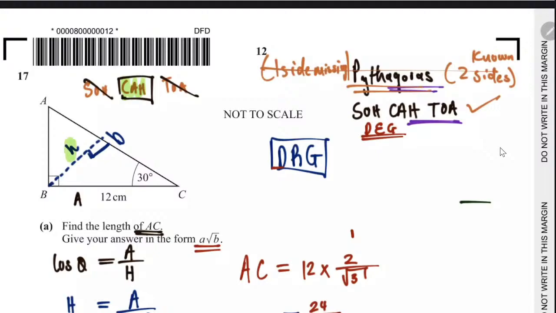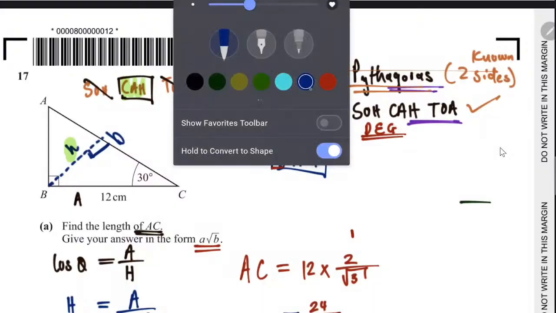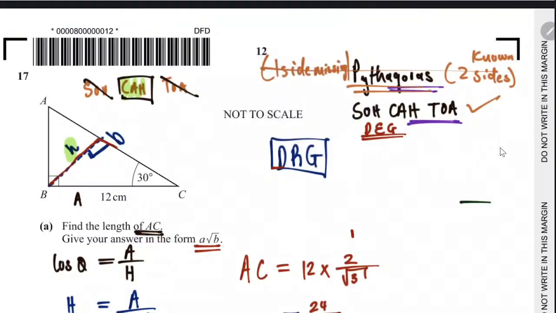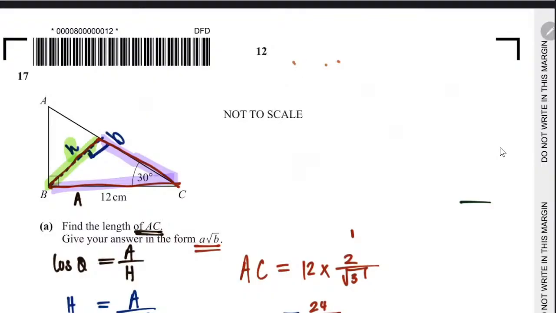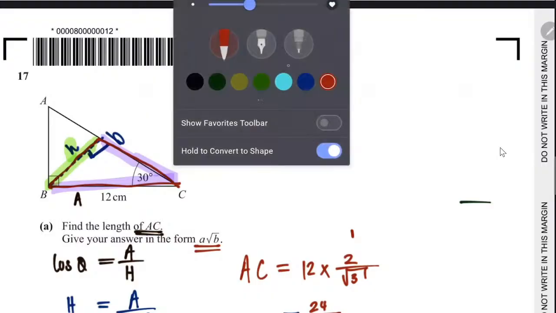How do you find it? How do we find it? We use this right angle triangle here, to find this height, this edge which I've highlighted in green. Why do we use it? Because it's a right angle triangle. So we remove everything. We are doing a new right angle triangle now.